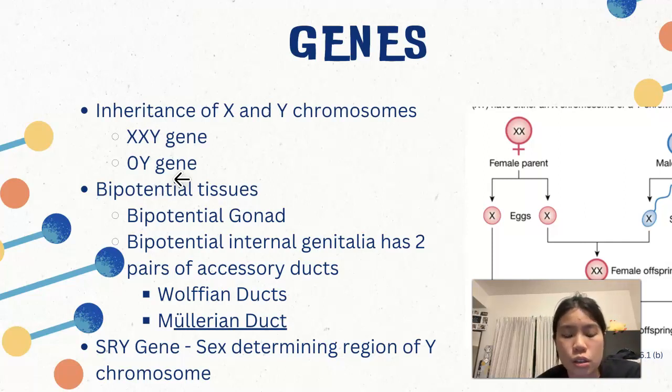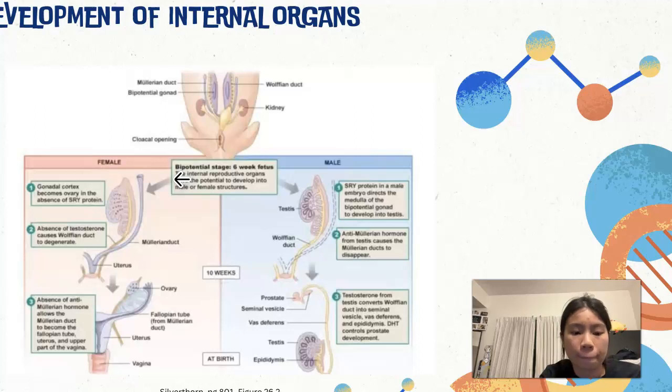And we'll get into this now, starting with the SRY gene. Males have the SRY gene, the sex-determining region of the Y chromosome, and in the presence of this, the bipotential gonad develops into testes. And here's another image from Silverthorne, and it shows the 2 pathways that could develop with or without the presence of the SRY gene.